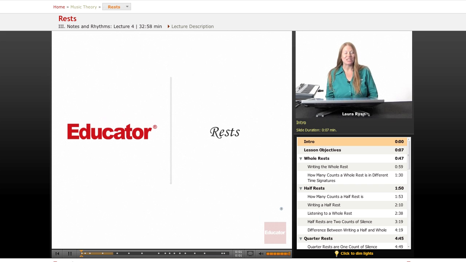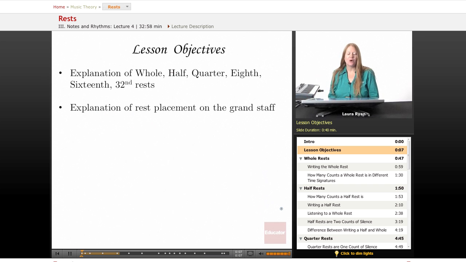Hi, welcome back to Educator.com, and today's lesson will be covering rests. So rests are silence, and our lesson objectives will be really dividing this rest up into amounts of silence that we can understand. So we have different values, different amounts of time we hold the rest for.